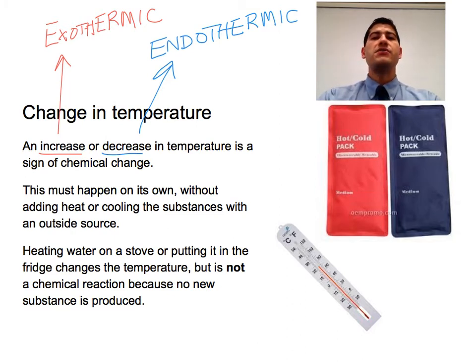These temperature changes are good evidence that a chemical reaction has taken place if they are not caused by an outside source. For example, if you heat water on a stove, or if you put water in the fridge, the water will change temperature, but not because a new substance is being formed, not because chemical bonds are being broken and formed, but because you are adding heat yourself or taking heat out of the water yourself.